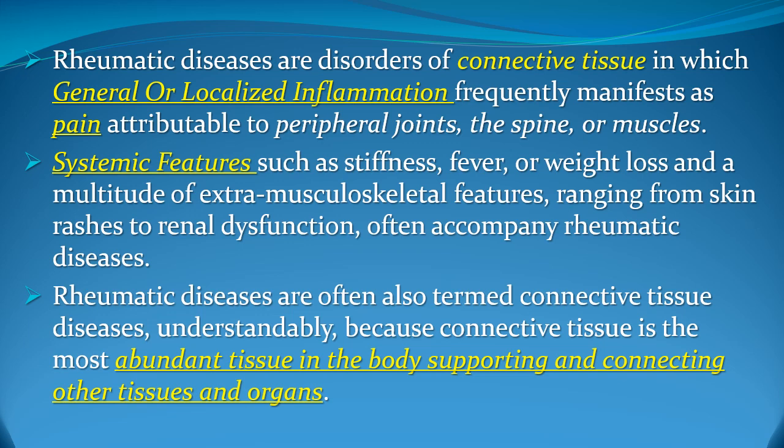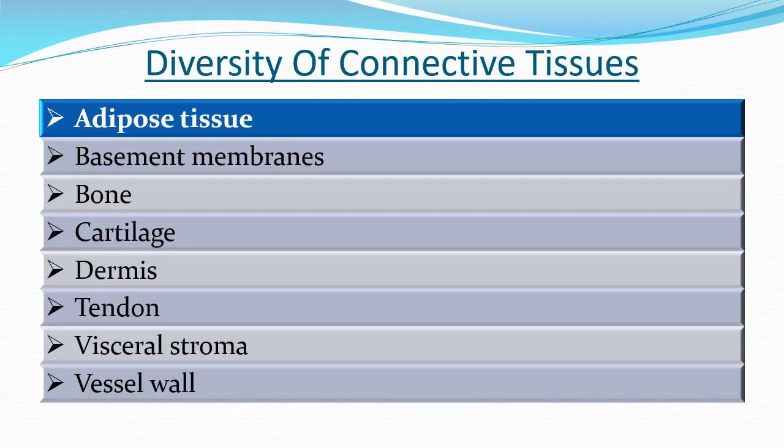musculoskeletal features. And the reason for this is that the rheumatologic diseases are called the connective tissue diseases, and if we understand the basic fact that the connective tissue is actually the most abundant tissue in the body and it is widely distributed in more than one system. Let's have a look here at this table. This table represents the diversity of places which actually contain connective tissue.